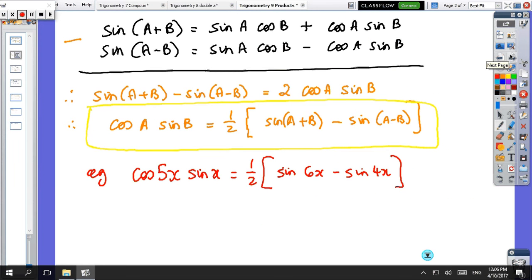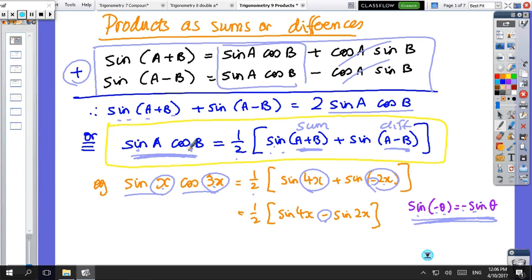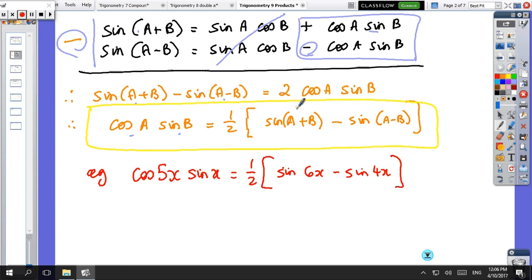Okay, so we've got the same two formulas, but this time I'm going to subtract. So this time we've got sine the top minus sine the bottom, and then these two cancel out, and you end up with these two simplifying. So this number minus a minus is a plus, so you end up with 2 cos A sine B. So rather than in the first one where we had sine cos, now we've got cos sine, and we've got this sum again and this difference again, and this time we've got a minus in between, because we had a minus sign there.